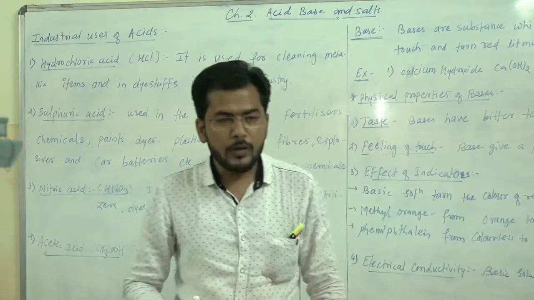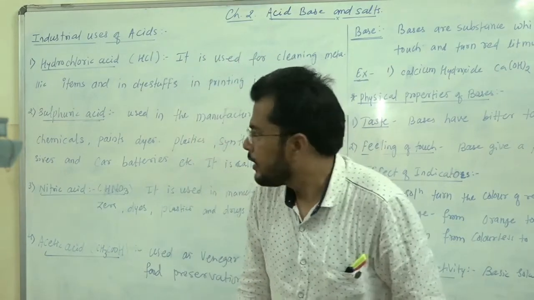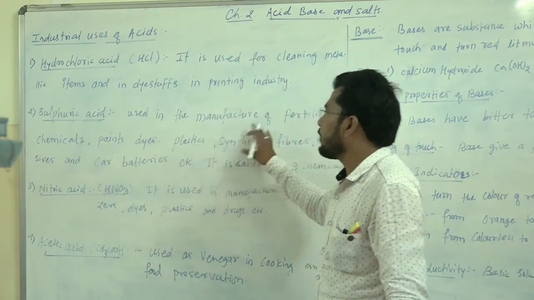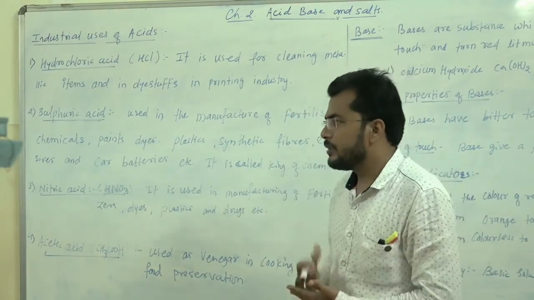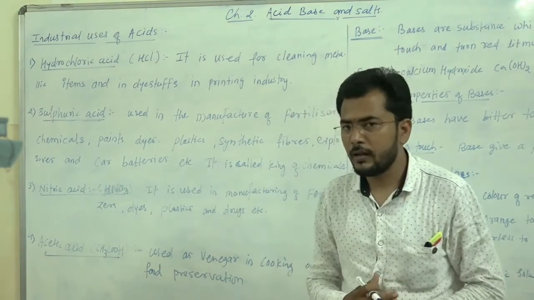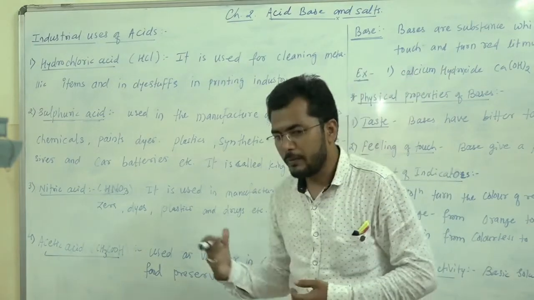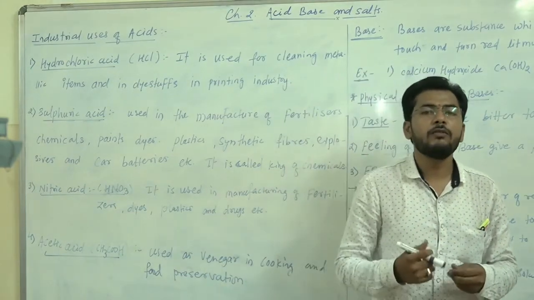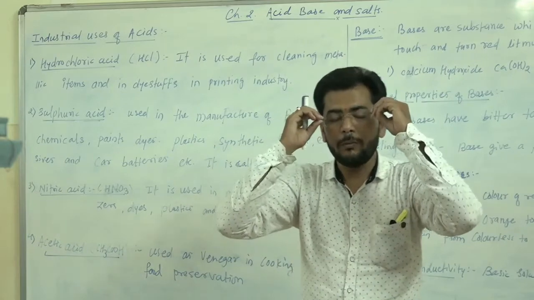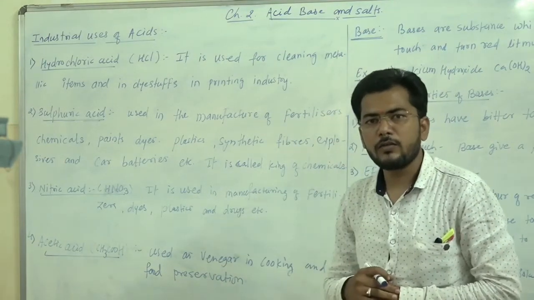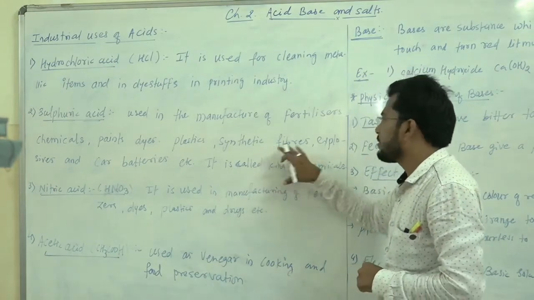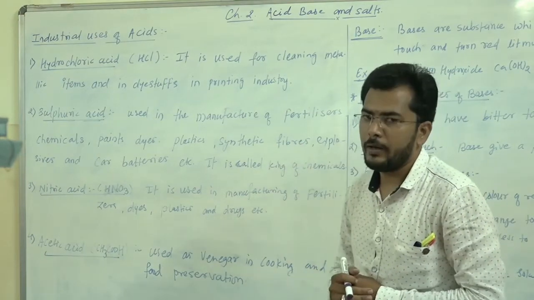H2SO4 is known as the king of chemicals, and it is used for the manufacturing of fertilizers, chemicals, paints, dyes, colors. For the colors also it is used, and for making plastics. After that, it is also used for synthetic fibers, explosives and car batteries.